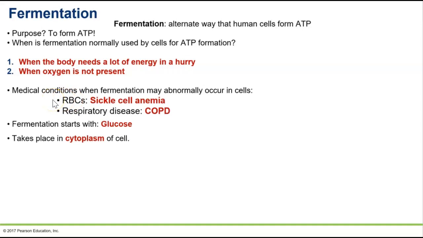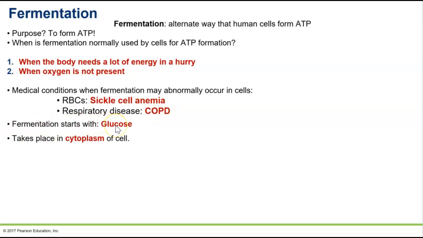2 medical conditions that could cause fermentation to happen would be a disease called sickle cell anemia, which occurs in the red blood cells. The red blood cells are shaped in a different way. This is because of a genetic mutation, and they look like a sickle or a moon shape. Because of that, they can't carry enough oxygen. Respiratory diseases like chronic obstructive pulmonary disease can also put a person into a low oxygen environment when lactic acid fermentation might need to be turned on.